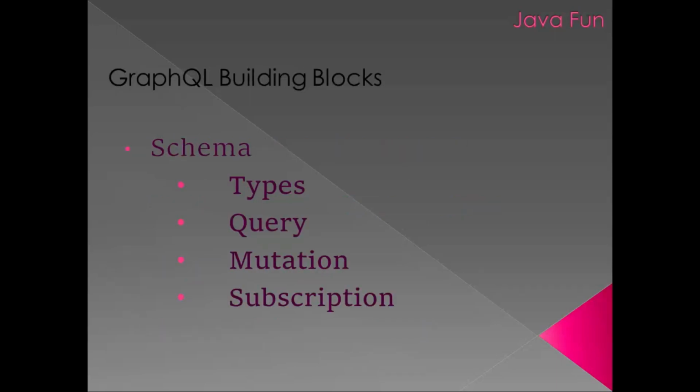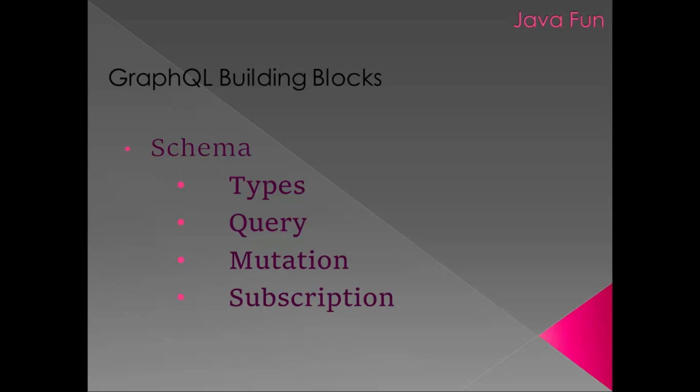So we'll see what are the building blocks of GraphQL. Every GraphQL endpoint comes with something called a schema. The way you have a database schema, similarly in GraphQL you create your own GraphQL schema. In the GraphQL schema, there are four different types of building blocks.